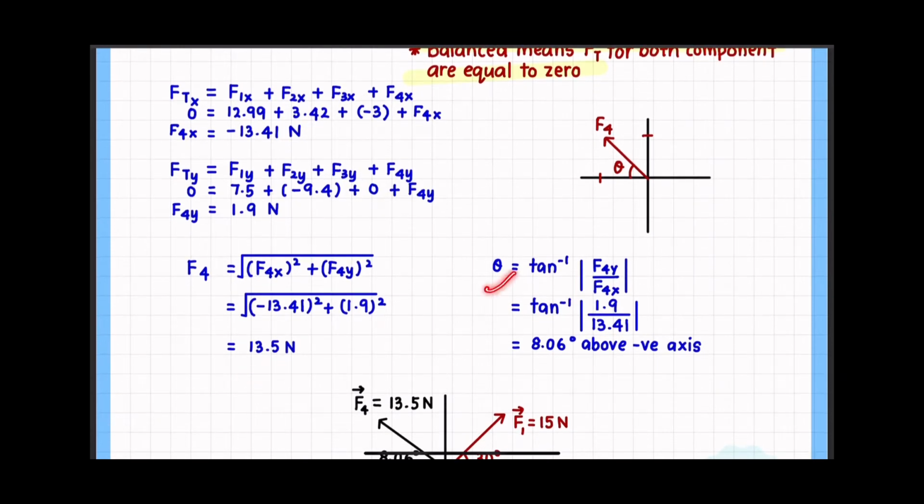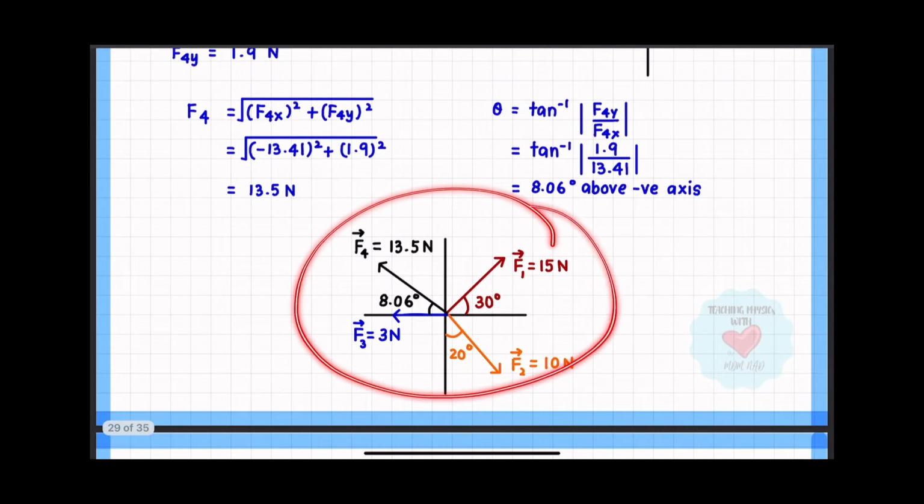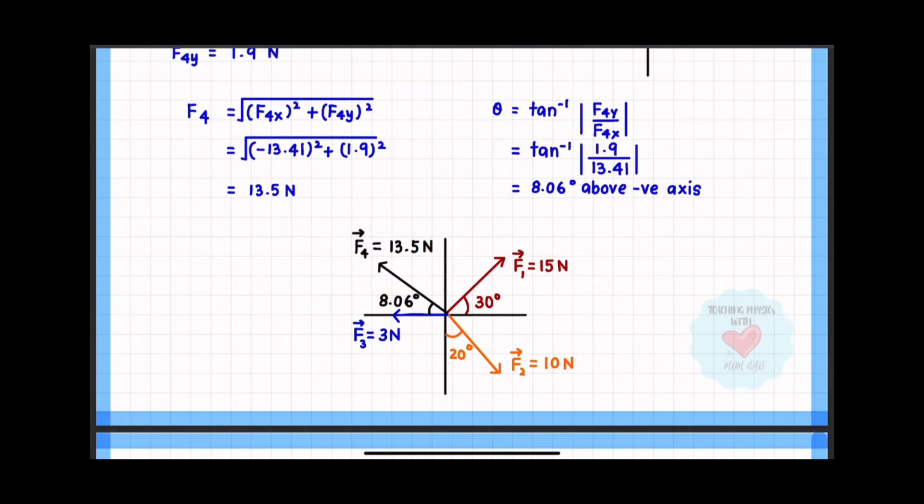And then you calculate its direction and get 8.06 above the positive x-axis, because F4X is negative and F4Y is positive. So it will come out in quadrant number 2. Okay, so when we draw, this is our F4 that makes all the forces here balance, which means it will equal to 0.